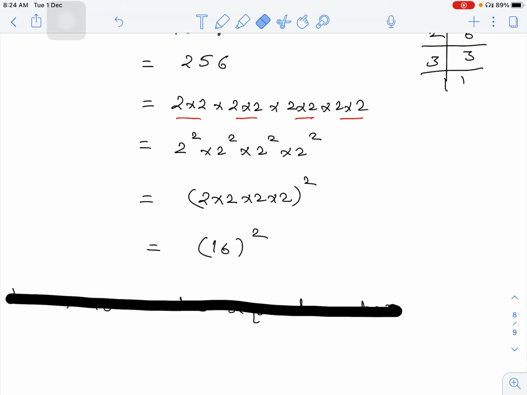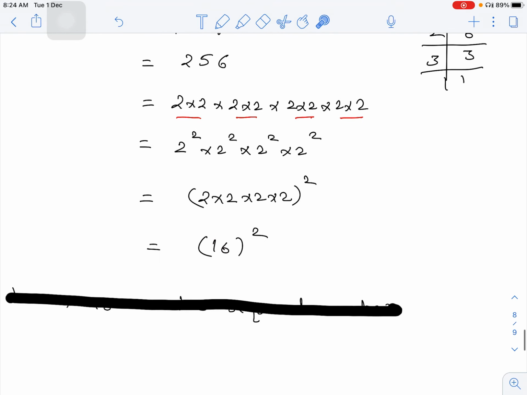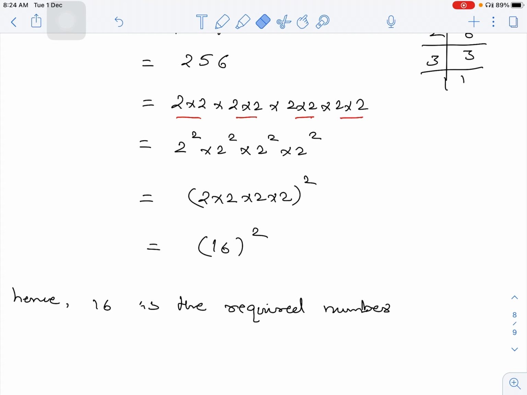Okay, now what does it mean? That 768 should be divided by 3. The new number is 256 and it is the square of 16. Okay, so I hope you all must have understood up till here.